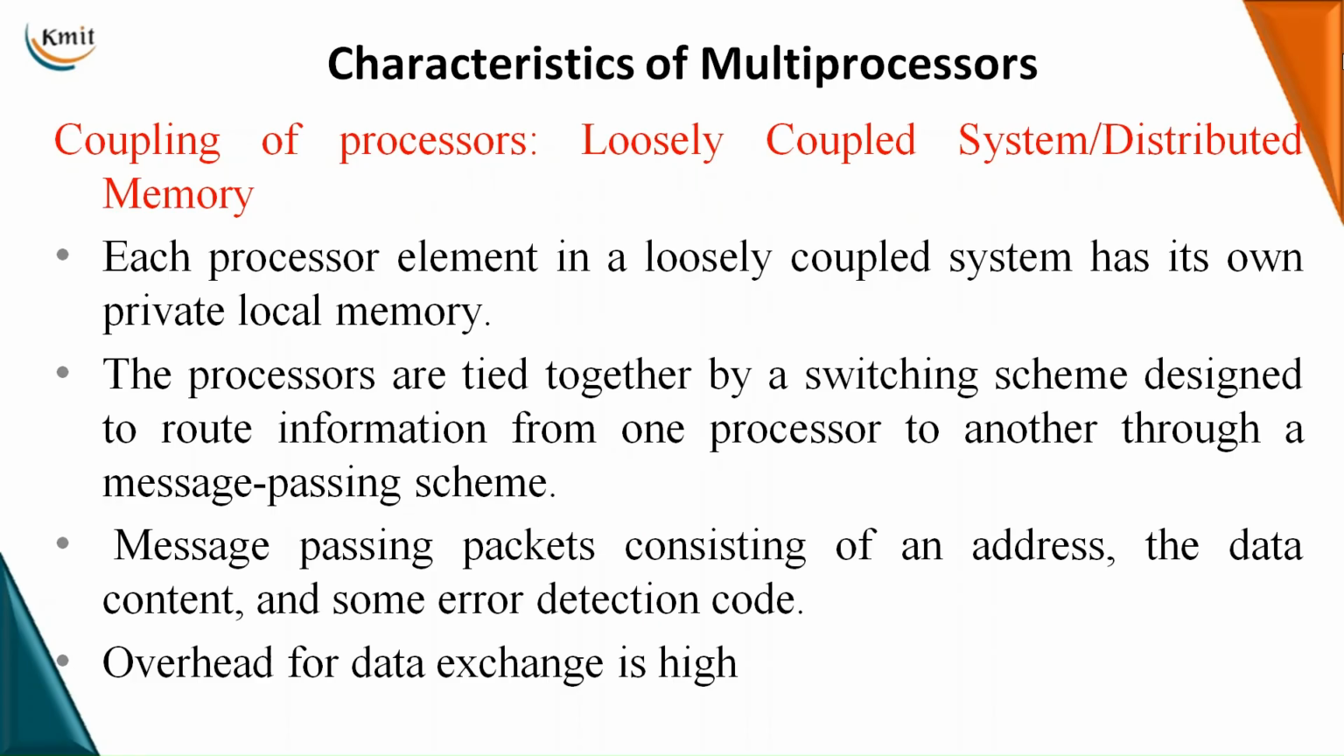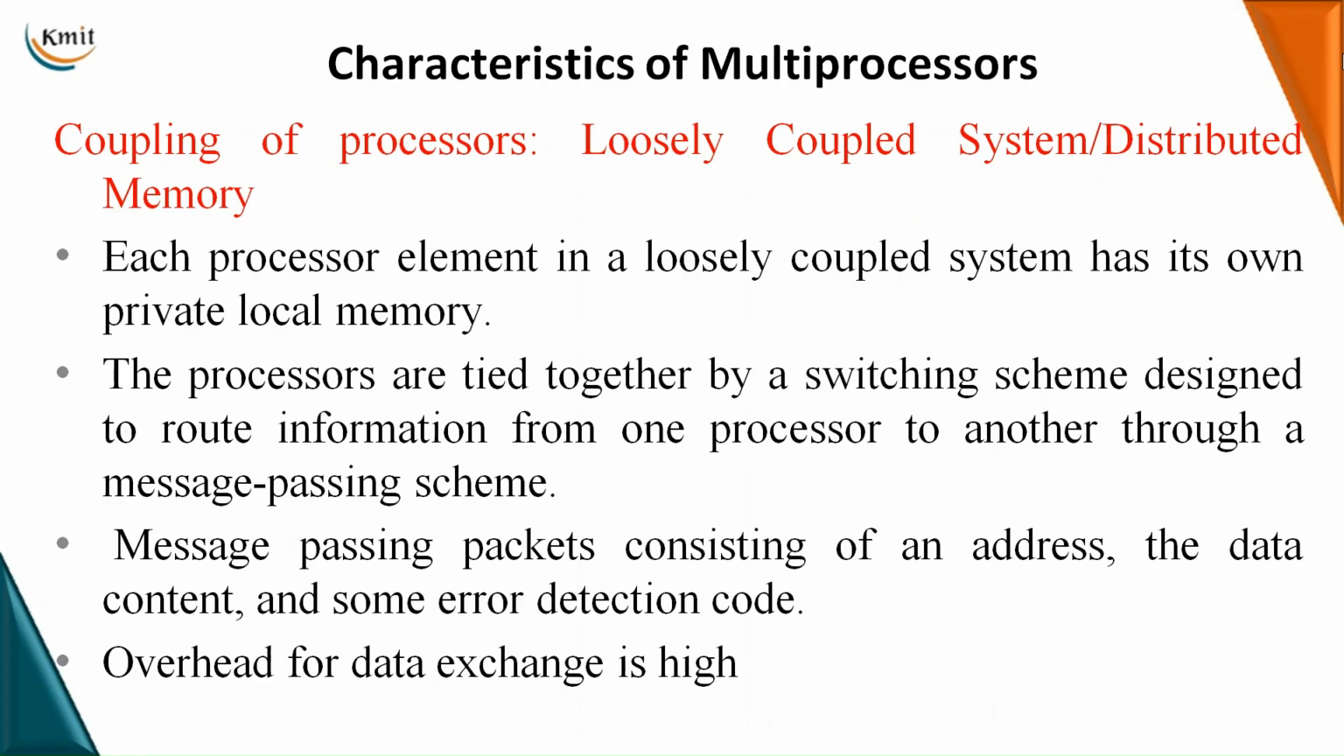By implementing the concept of message passing, here we don't have any shared memory, whereas in a shared memory system, or tightly coupled system, the processors communicate with each other with the help of a shared memory. Since here we don't have any shared memory, the communication between the processors is done with the help of a scheme called message passing. The message passing packets consist of an address, the data content, and some error detection code. With the help of these packets, the communication takes place between the processors.